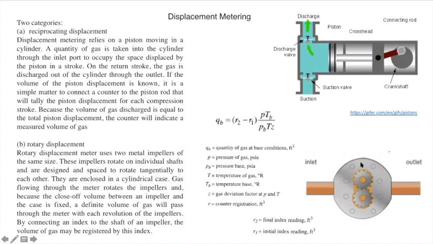And another one is rotary displacement. Now this rotary displacement meter uses two metal impellers, as you can see here, of the same size, and these rotate on individual shafts and are designed and spaced to rotate tangentially to each other, right? They are enclosed in a cylindrical case. Gas flowing through this meter rotates the impellers. So the gas coming from the inlet will rotate these impellers, and the degree of rotation will tell you the amount of gas passing through the pipeline.